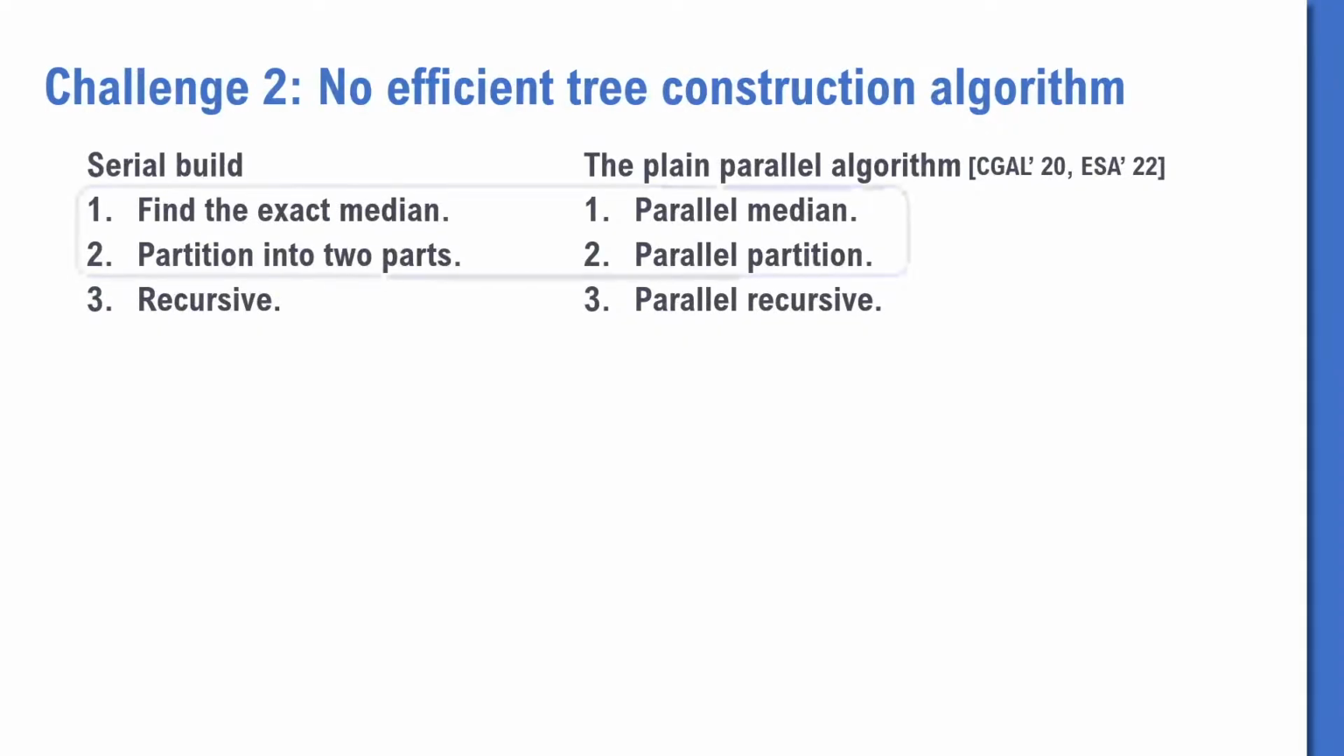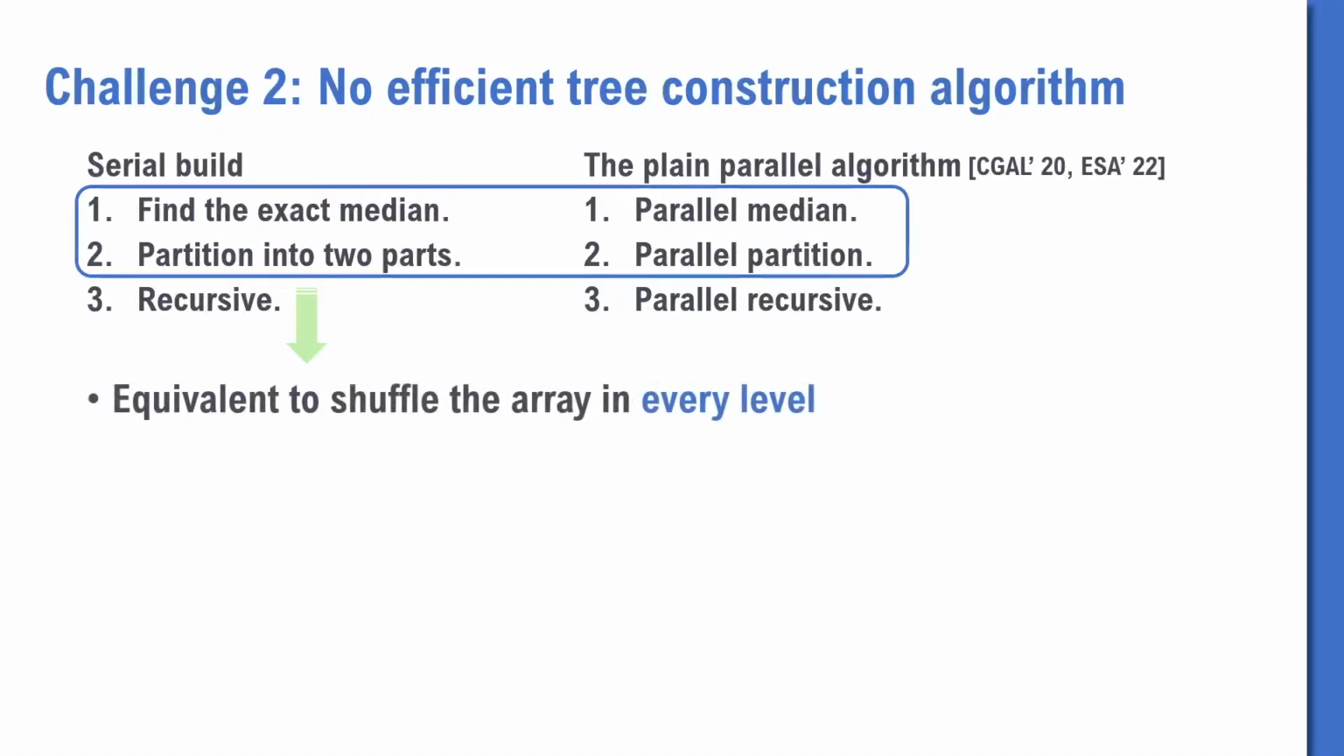Which is fine. But the only issue is that in every level, you have to run a partition as you move data around. So you shuffle it every level. You have a tree of height log n, so you have to shuffle it for log n levels.